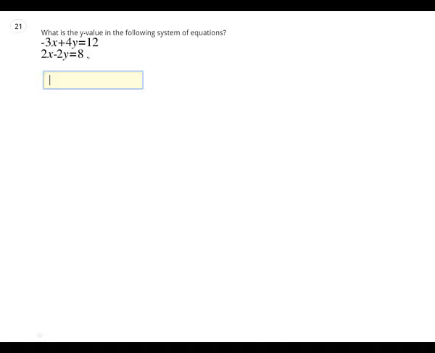Looking at 21, it wants the y value in the following system. So I have choices. I could do substitution. I could do elimination. I could do Cramer's rule. I only want to solve for y. What's my best choice? The one where you put in numbers, Cramer's rule, is probably your best choice.